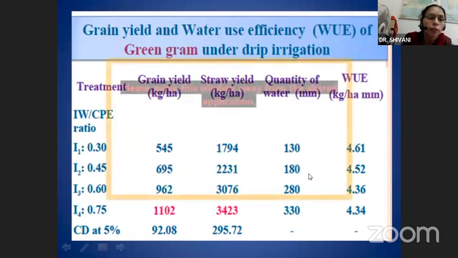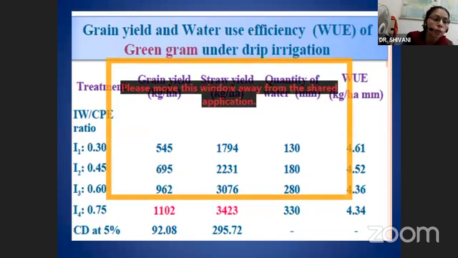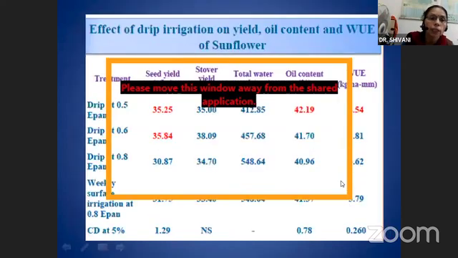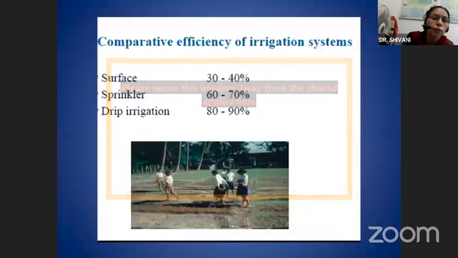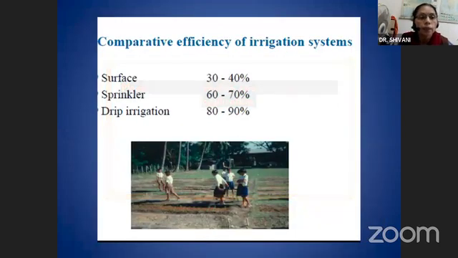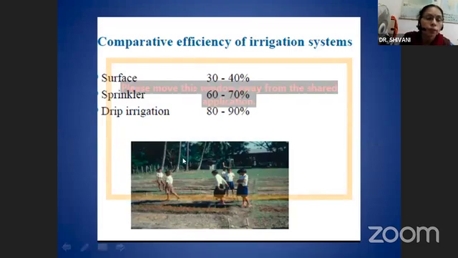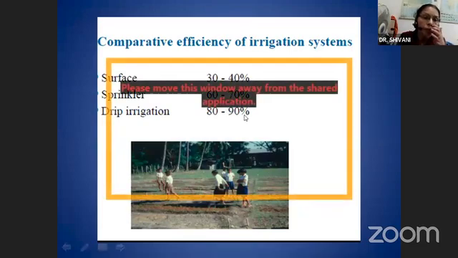This slide represents grain gram yield and water use efficiency. Here also, due to application of this IW/CPE ratio, water use efficiency is increasing. Likewise, whether it is an oilseed crop or pulse crop or vegetable, if we use drip irrigation, it increases the yield as well as water use efficiency. Here you can see the comparative efficiency of surface, sprinkler, and drip irrigation. Drip irrigation has 80 to 90% efficiency.